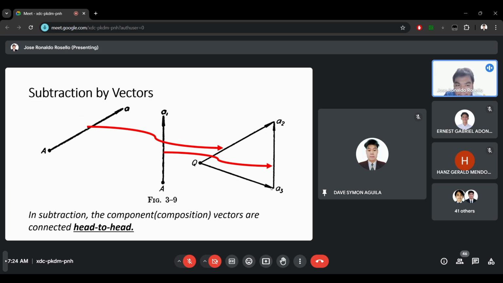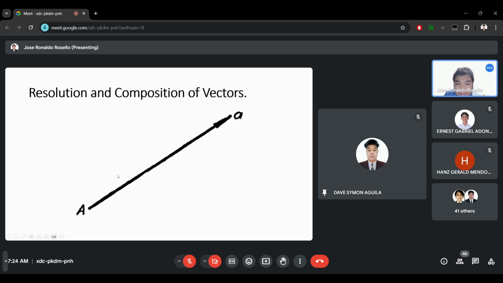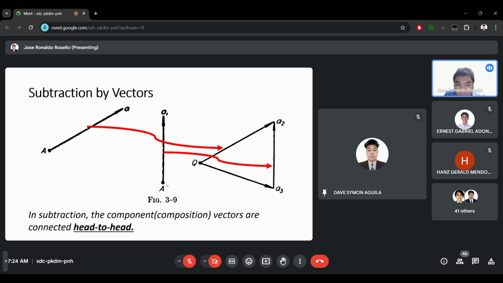And for vector subtraction, what you have to do is connect the arrowheads of the two vectors and close it out as a triangle to determine the difference. In the case that we have more than two vectors in subtraction, we subtract two at a time until we reach the last two vectors.